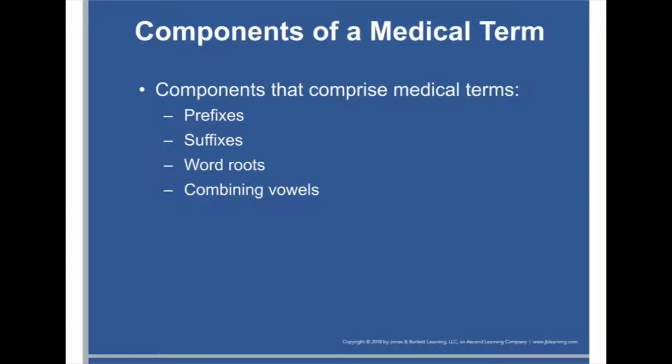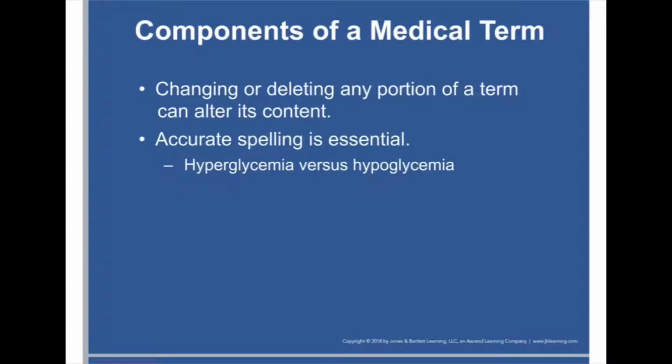Prefixes come before. They are attachments that we add on the front of a root word. Suffixes are parts of a word that we add on to the end of a root word. The root word is the actual root term, and then combining vowels help attach prefixes and suffixes to the root word. You have to be careful here because changing or deleting any portion of a medical term can alter its meaning. An example is there's a big difference between asystole and systole. Asystole would mean without contraction, and systole means contraction.